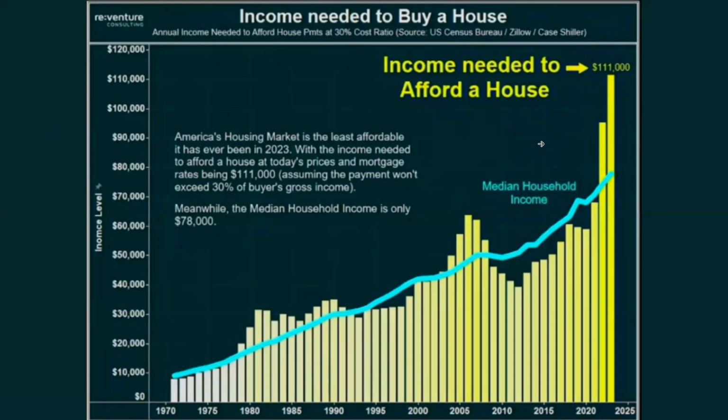Now, this is really pretty crazy. And so assuming the payment won't exceed 30% of the buyer's gross income, the income needed to afford a house at today's price and mortgage rates is around $111,000.